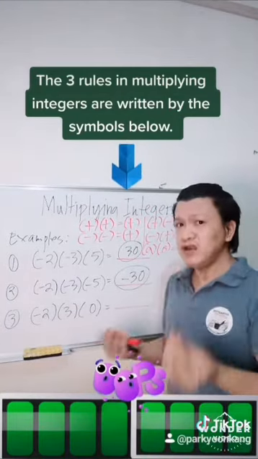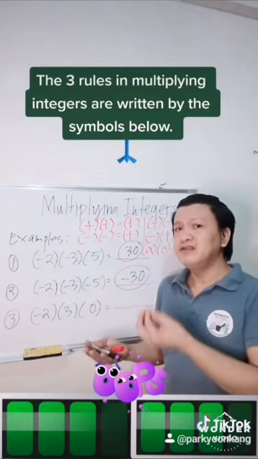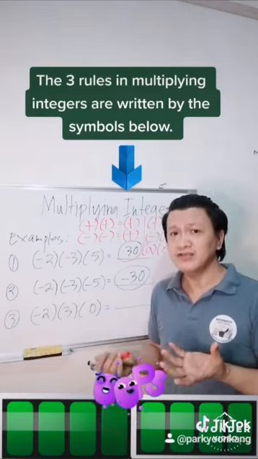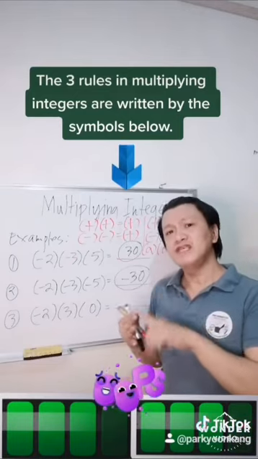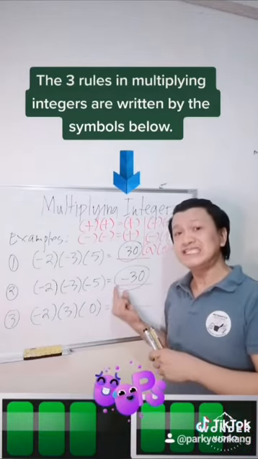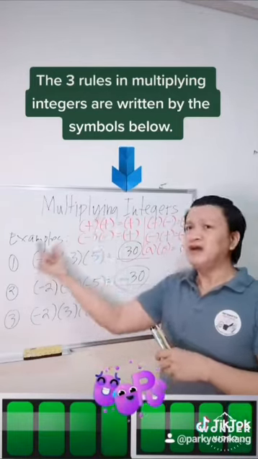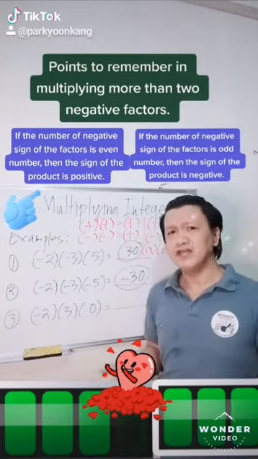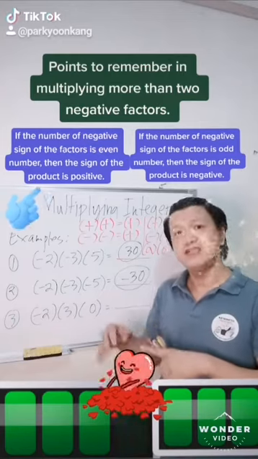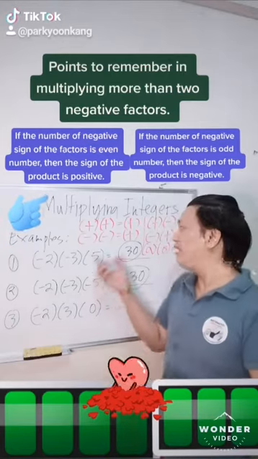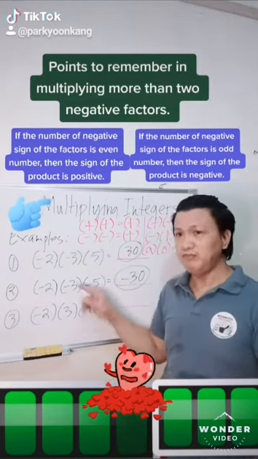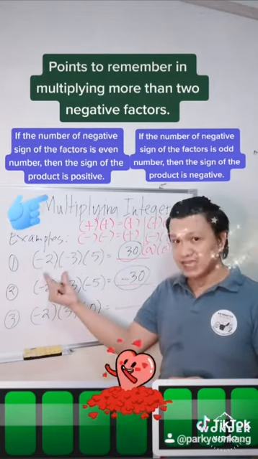Take note of this. If you multiply any numbers, and the number of negatives is an odd number, when we talk about odd numbers, that is 1, 3, 5, 7, 9, and so on, the sign of the product is always negative. But if the number of negative factors is an even number, let's say 2, 4, 6, 8, 10, and so on, their product is always positive. That's why they have different signs but the same given numbers, because of the number of negatives.